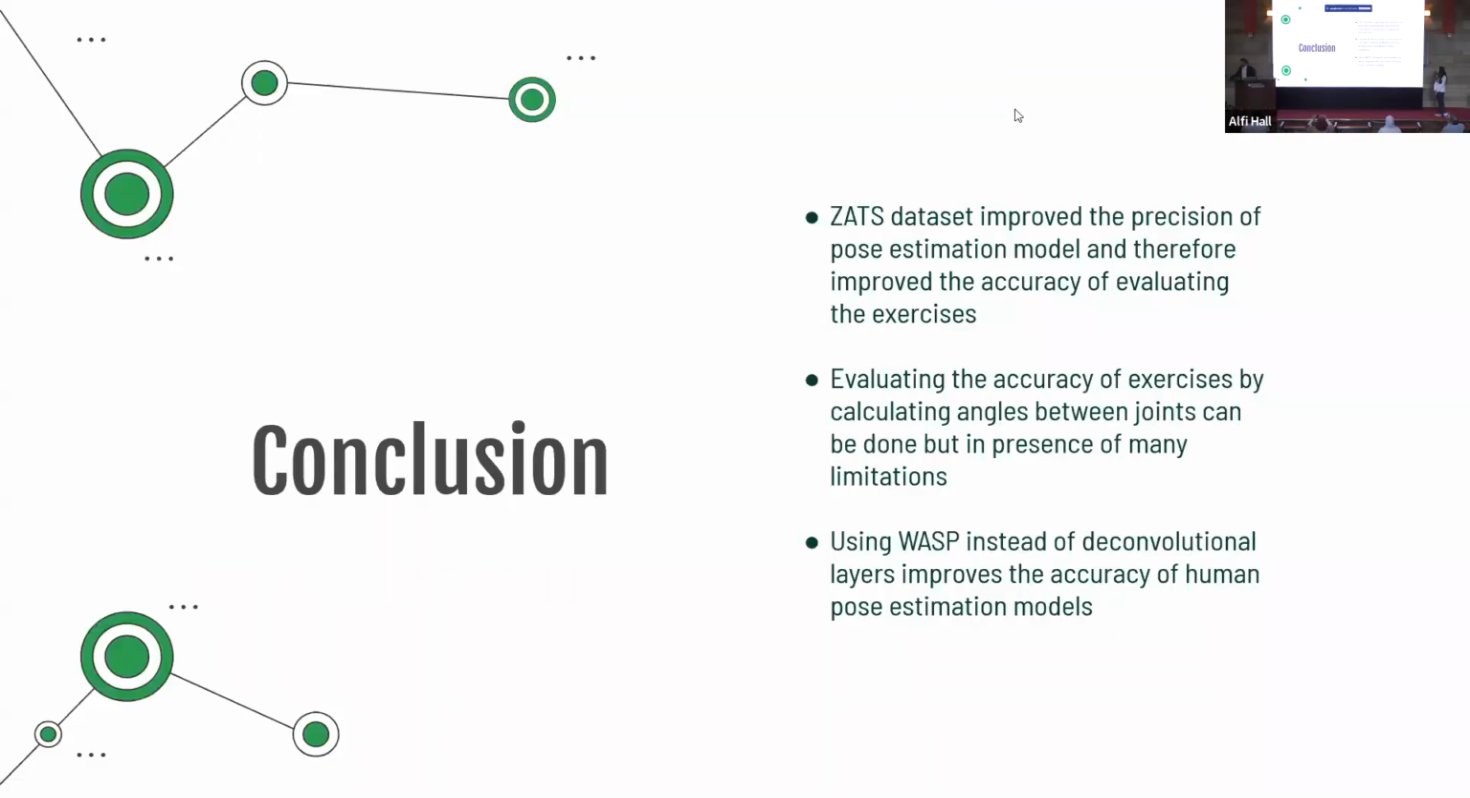Tasneem will continue. We came up with 3 conclusions. The first one is that the dataset improved the precision of the pose estimation model. Therefore, we have improved the accuracy of our human pose estimation model. Second, using WASP instead of the deconvolutional layer improves the accuracy of the human pose estimation model. And the third one is that evaluating the accuracy of exercises by calculating angles can be done. However, there will be the presence of many limitations.